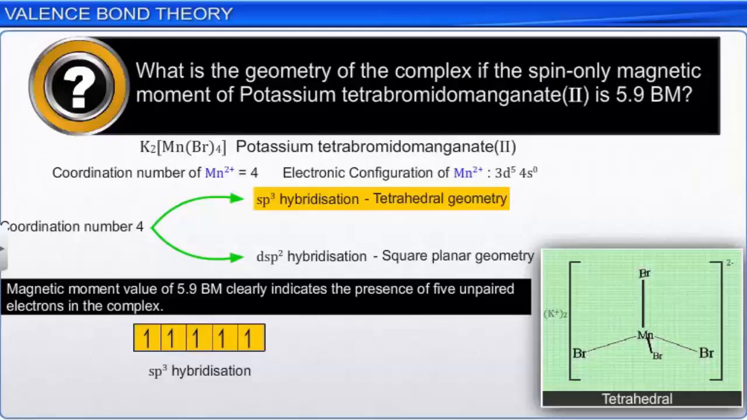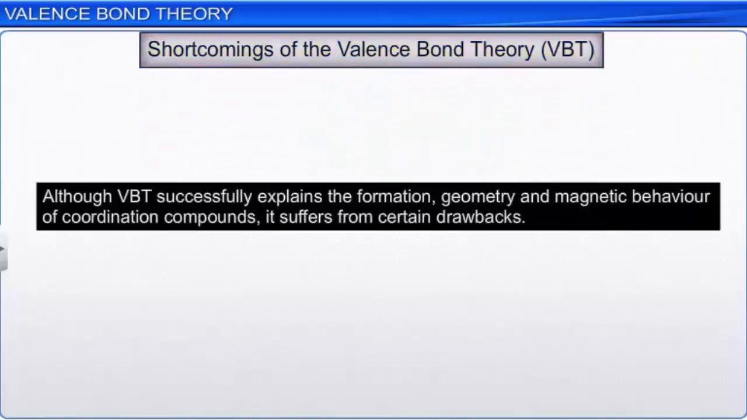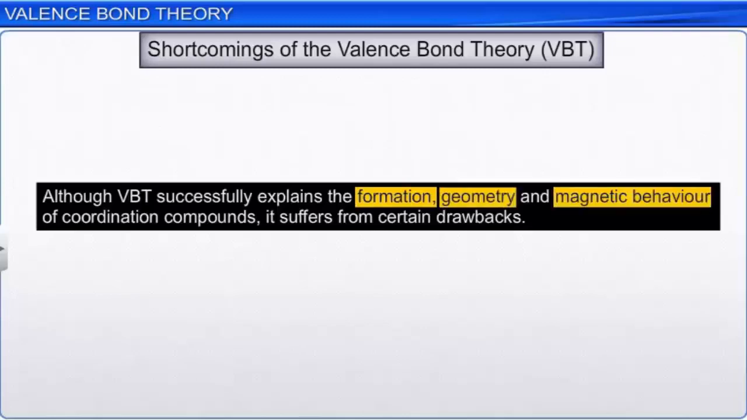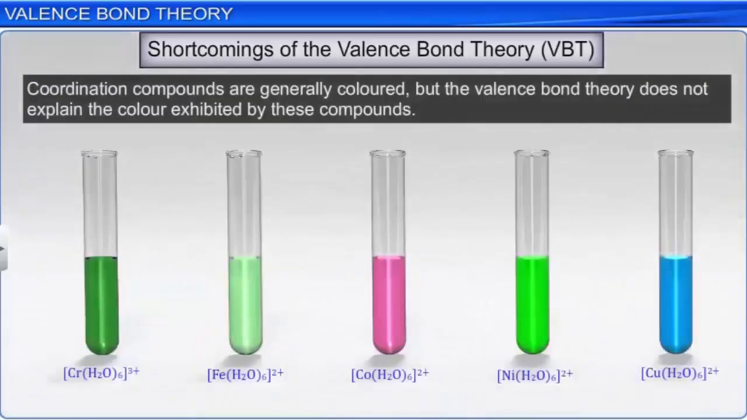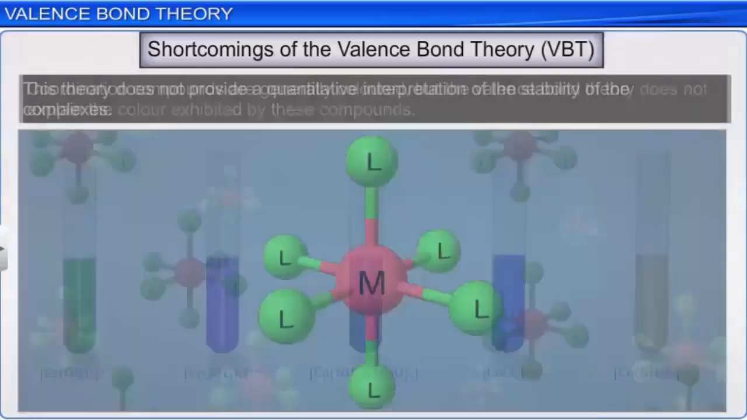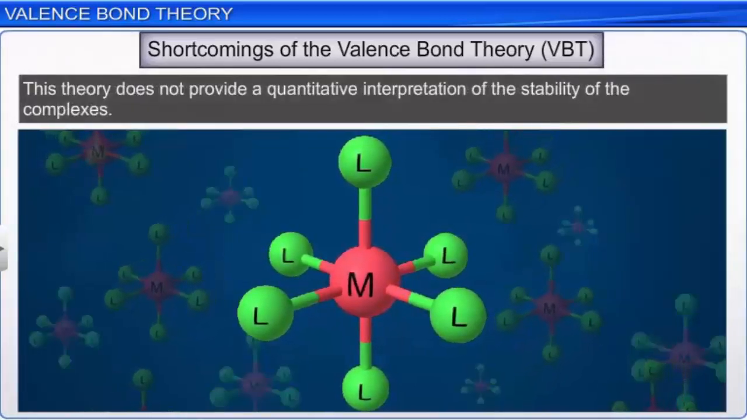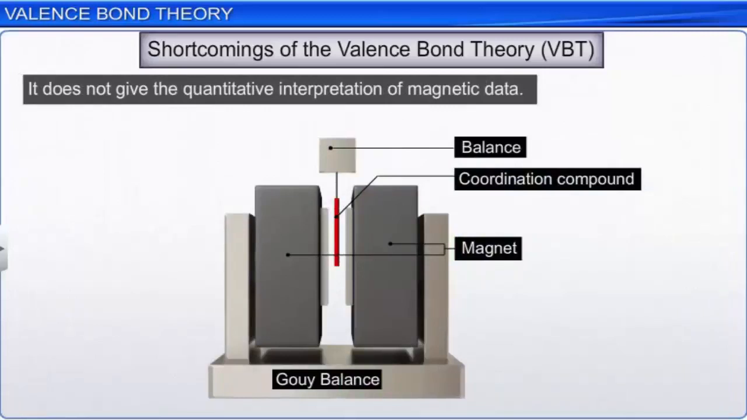Let us now look at the shortcomings of the valence bond theory. Although the valence bond theory successfully explains the formation, geometry and magnetic behavior of coordination compounds, it suffers from certain drawbacks. They are: coordination compounds are generally colored, but the valence bond theory does not explain the color exhibited by these compounds. This theory does not provide a quantitative interpretation of the stability of the complexes. It does not give the quantitative interpretation of magnetic data. It fails to predict the exact geometry of complexes with coordination number 4.